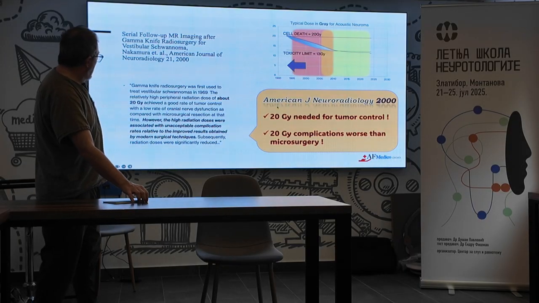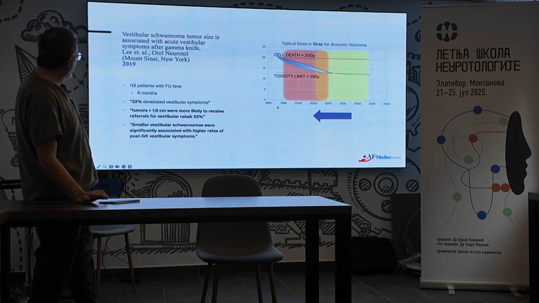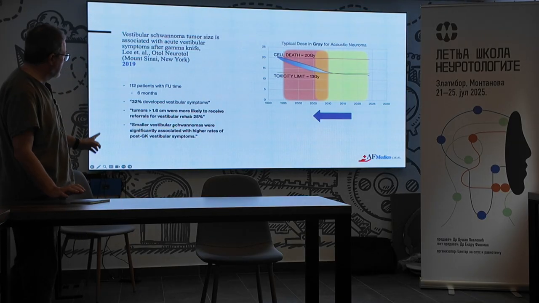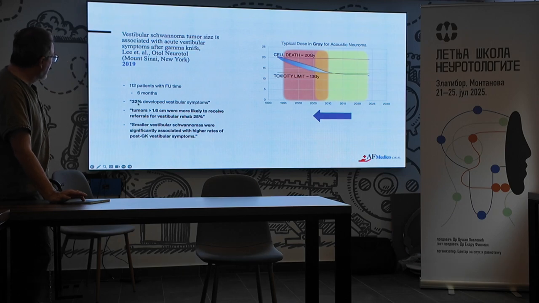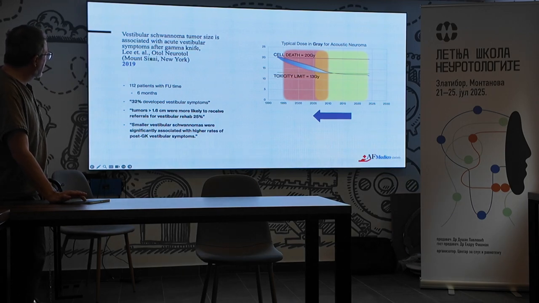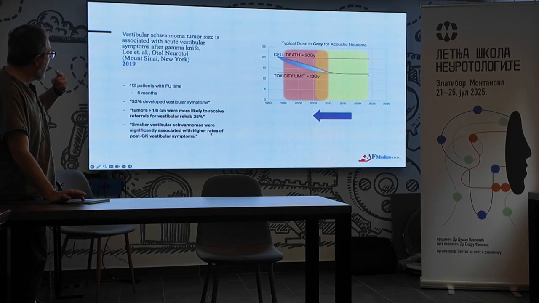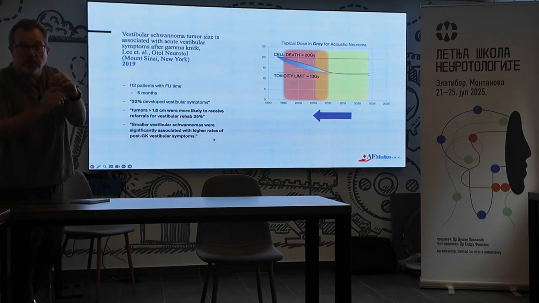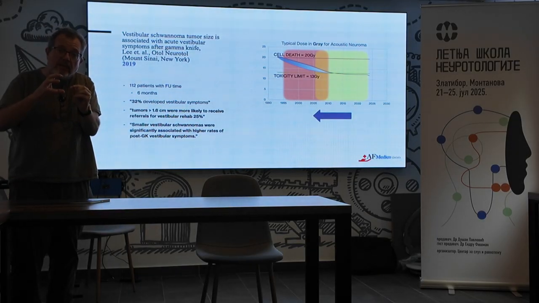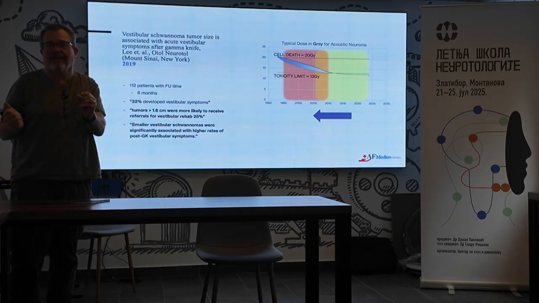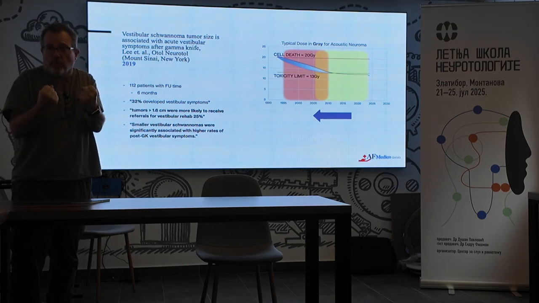So now, I already mentioned this, and I want to show some also very interesting studies. And this article will have this literature review. Here's 112 patients, this is around 2019, New York, 32% new vestibular symptoms. Tumors 1.6 centimeters were more likely to receive referrals for vestibular rehab. Okay, smaller schwannomas were significantly associated with higher rates of symptoms. Why? Because the smaller the tumor, the less damaged the labyrinth is. And the radiation is damaging a healthy system that has strong capability.